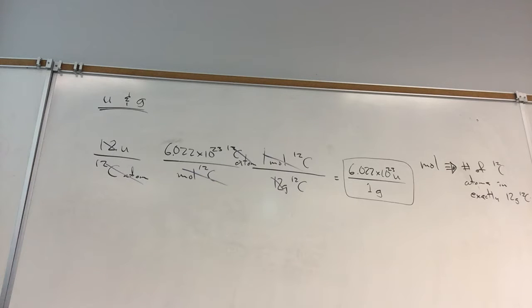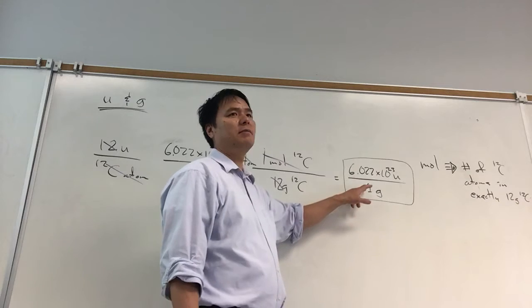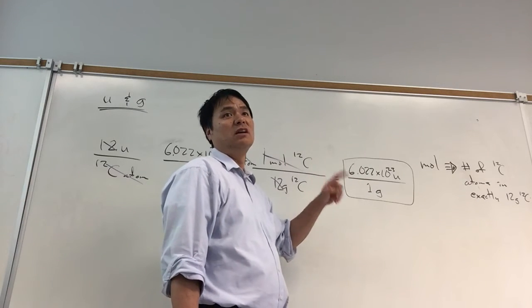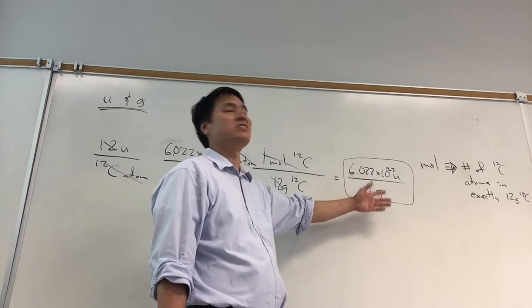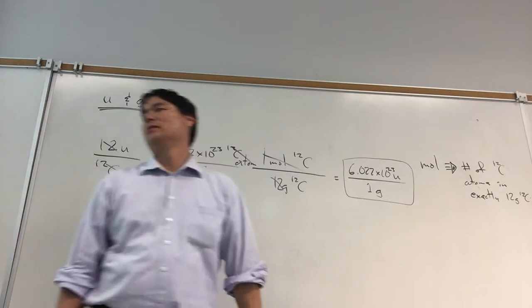The book is a little trickier to remember because what they do is they invert this. And so they figure out how many grams are in 1 U. Well, it's like 1.6 times 10 to the minus, I forgot. Very small number.